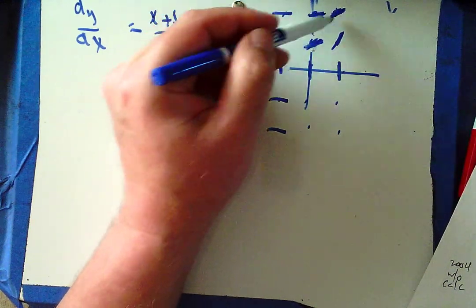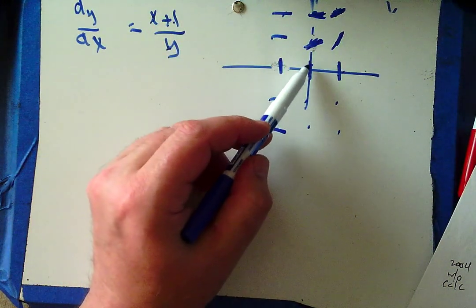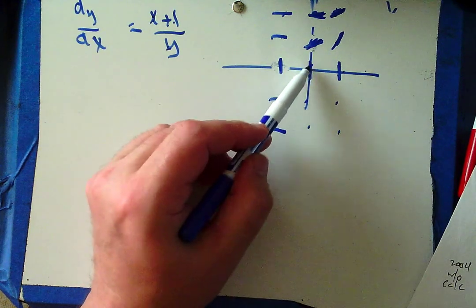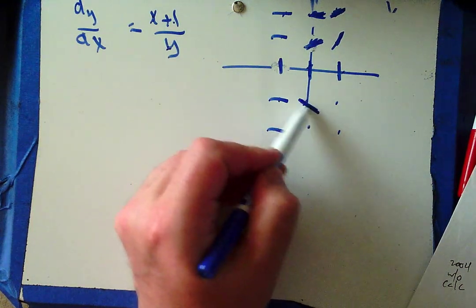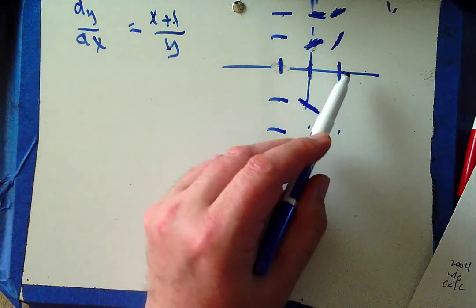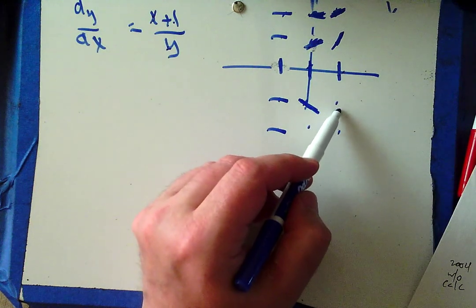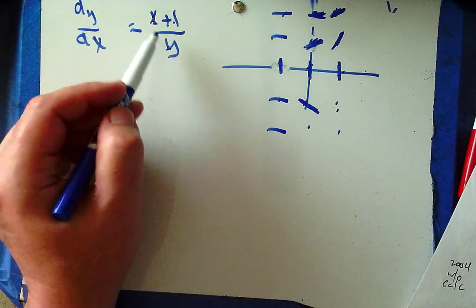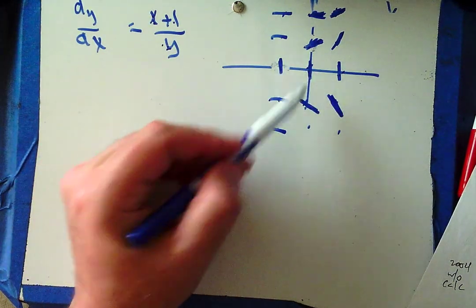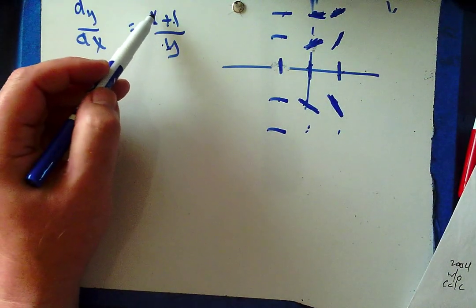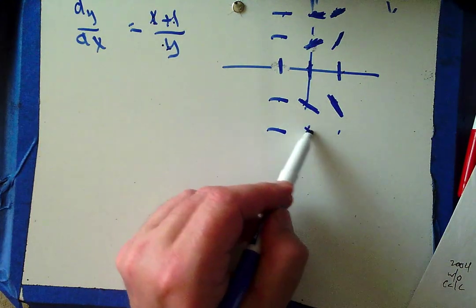So these should be parallel. If I put in 0, negative 1, the negative 1 on the bottom, 1 over negative 1 is negative 1. If I put in 1, negative 1, 2 over negative 1 is negative 2. If I put in 0, negative 2, I get 1 over negative 2.